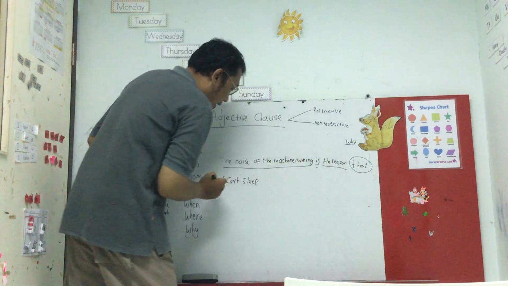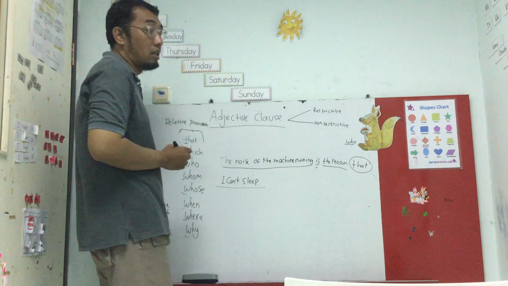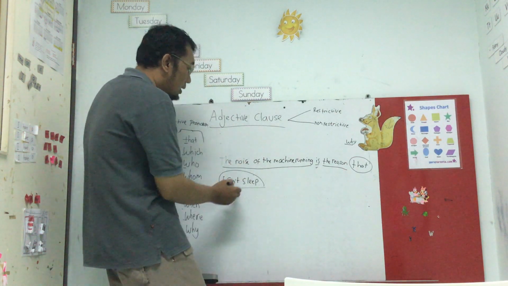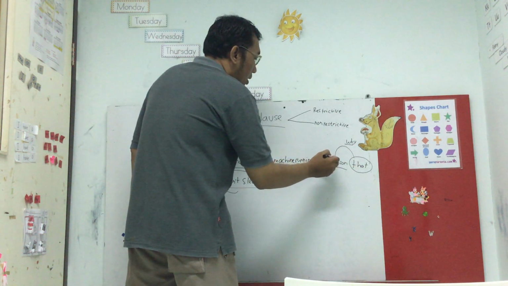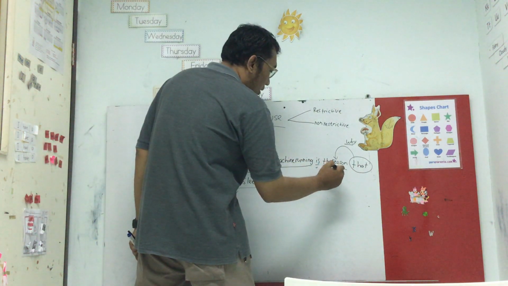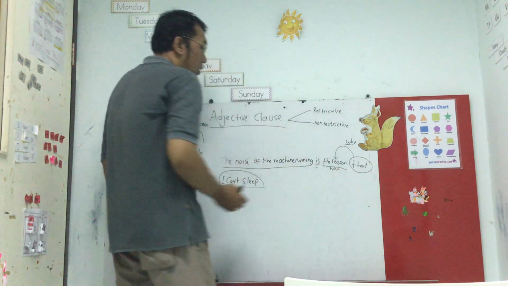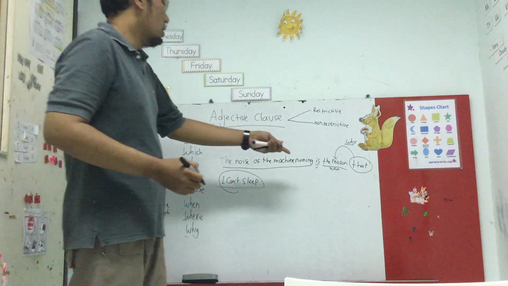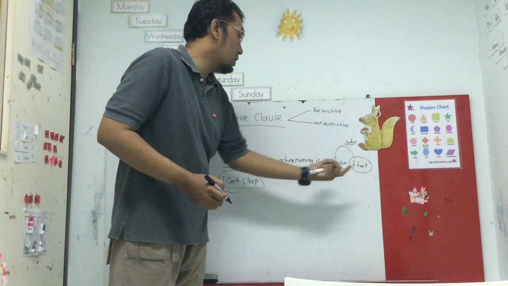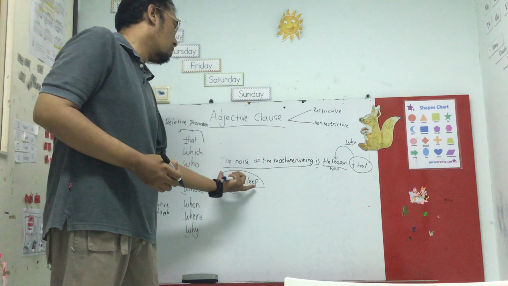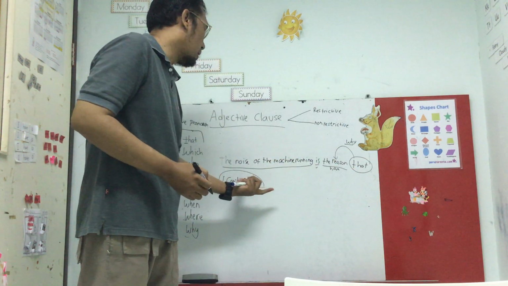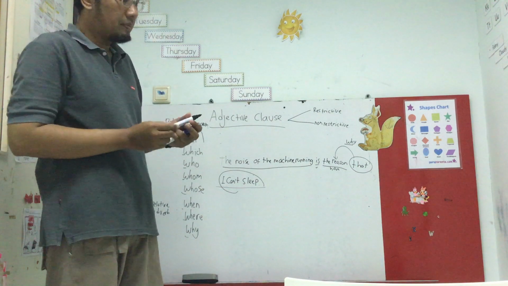Now, that I can't sleep over here is the adjective clause that explains the reason. This is the noun over here, the reason, and it is described by the adjective clause that I can't sleep. Right.